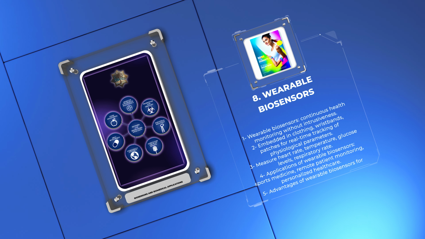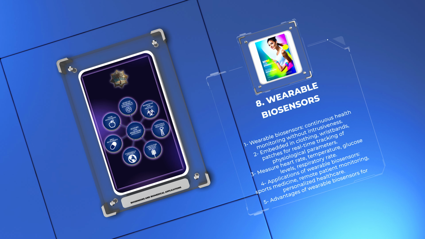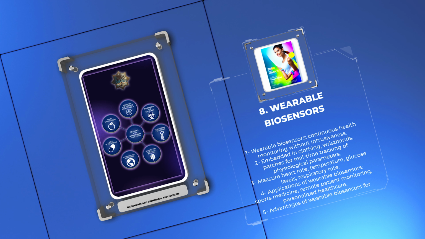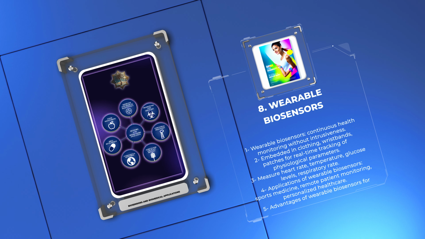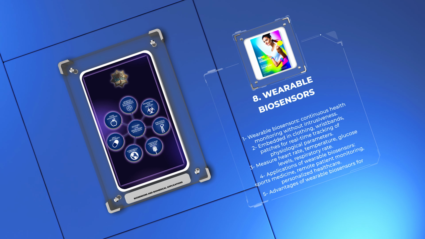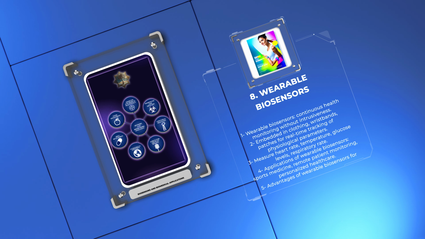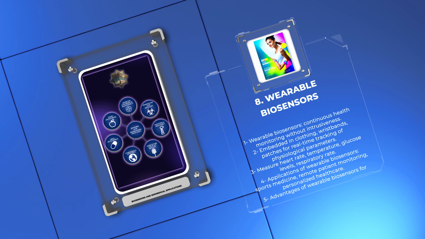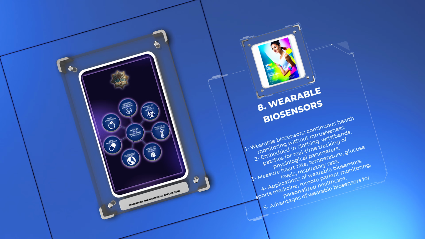Wearable biosensors are gaining popularity as they provide continuous health monitoring without intrusiveness. These biosensors can be embedded in clothing, wristbands, or patches, allowing individuals to track their physiological parameters in real time. They can measure parameters like heart rate, temperature, glucose levels, and respiratory rate, offering valuable insights into an individual's health status. Wearable biosensors have applications in sports medicine, remote patient monitoring, and personalized healthcare.